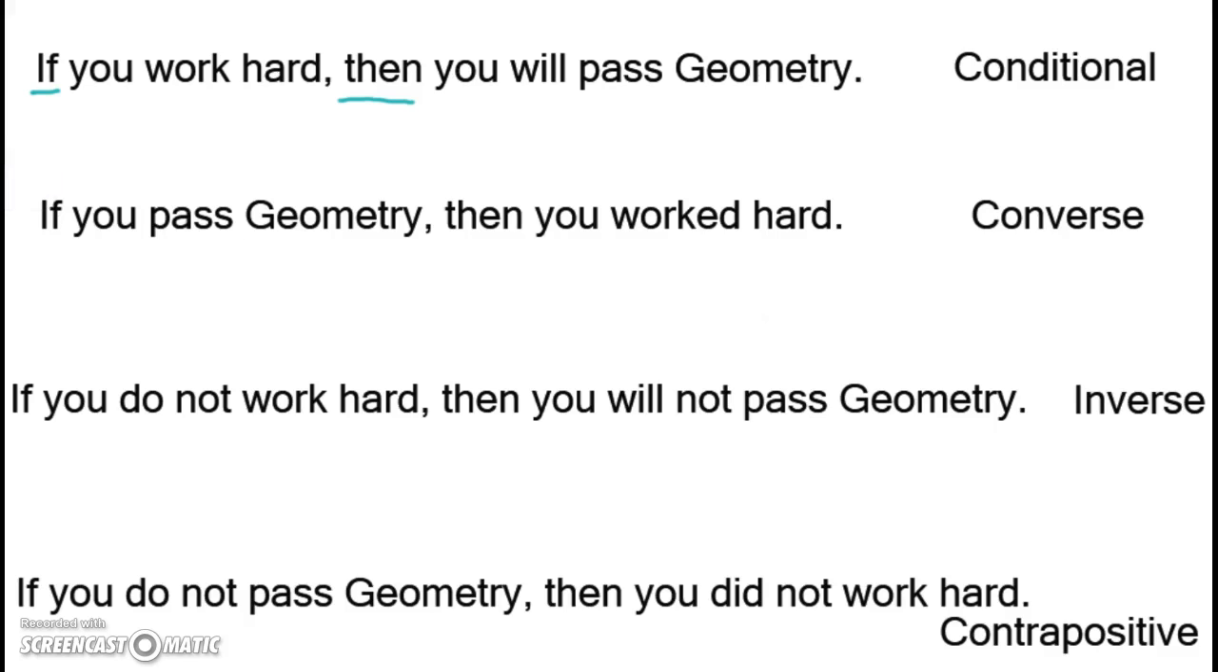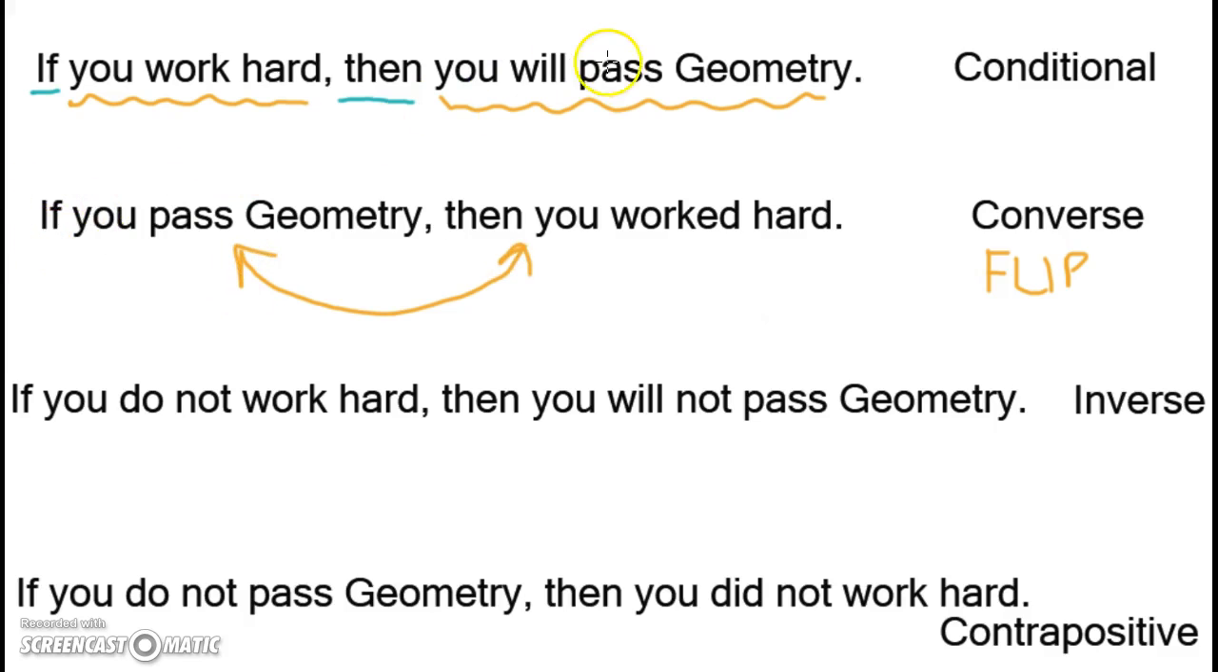Now, a converse is where you take the conditional and you flip it. So I'm going to write flip. Because what you did was you take the hypothesis part and the conclusion part and you flip them around. So it will say, if you pass geometry, then you worked hard. So I just took the hypothesis and the conclusion parts and I flipped them around.